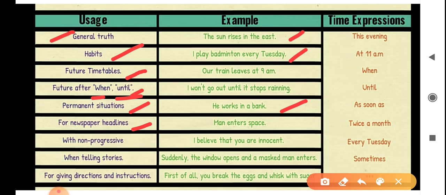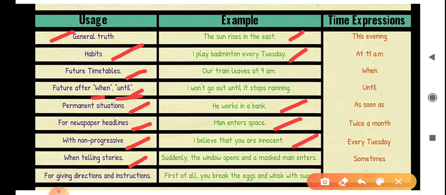For newspaper headlines, we use simple present tense. Man enters space. For non-progressive sentences, we use simple present tense. I believe that you are innocent.